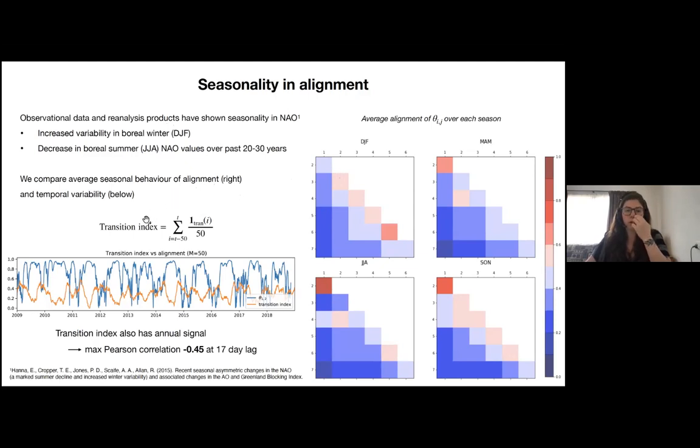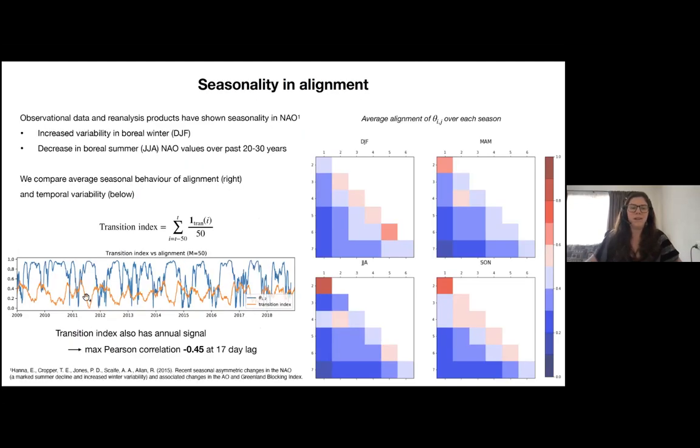And we also looked at a transition index compared to the alignment, and showed that when you vary this in time, basically it's negatively correlated to the alignment. So the lower the alignment is, the more, oops, sorry, I don't know how to go back now.